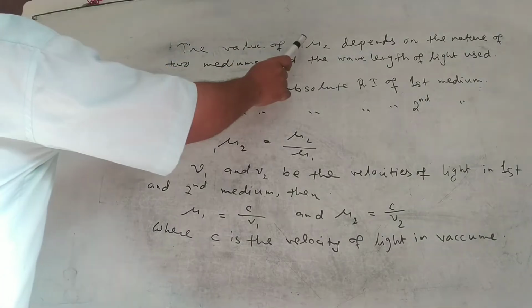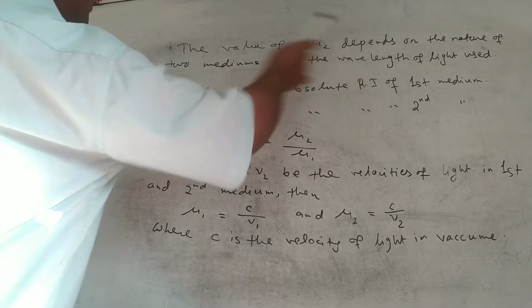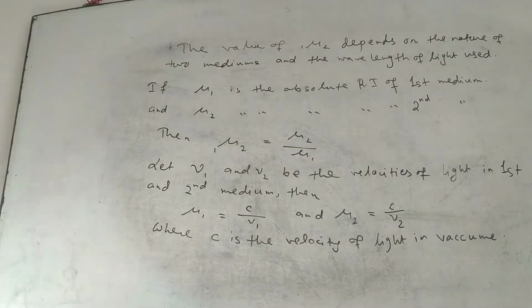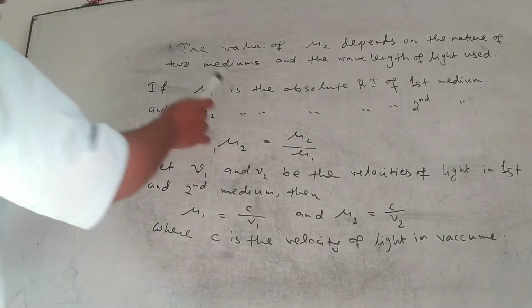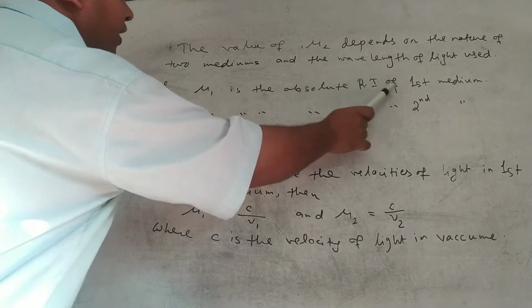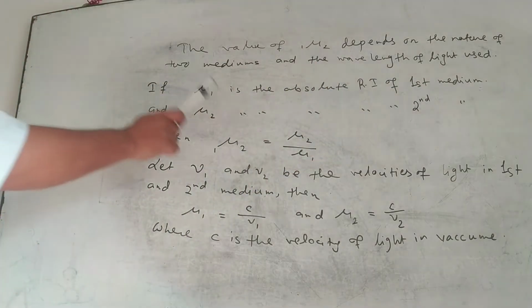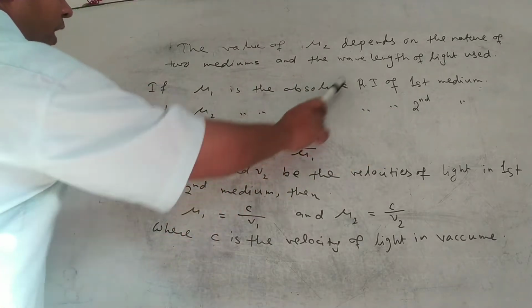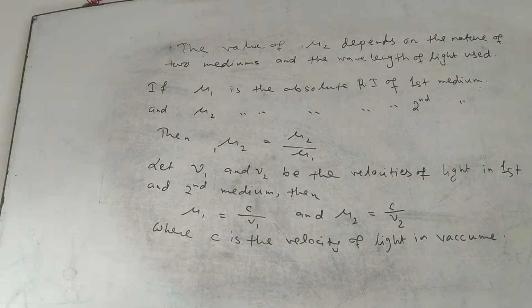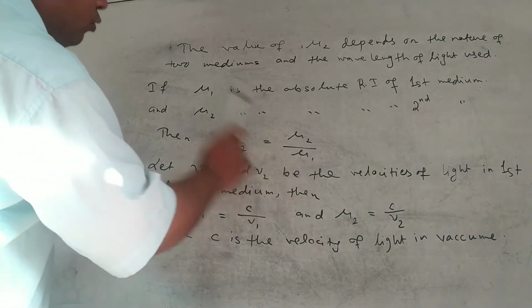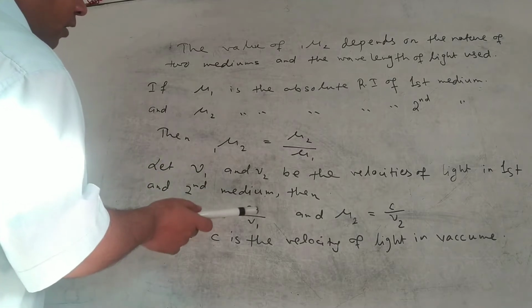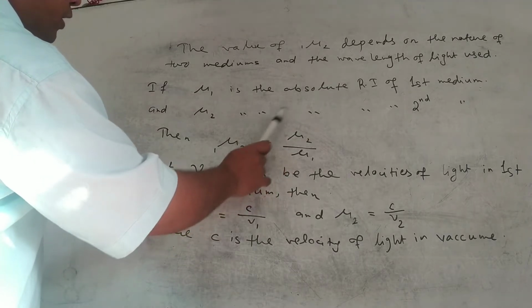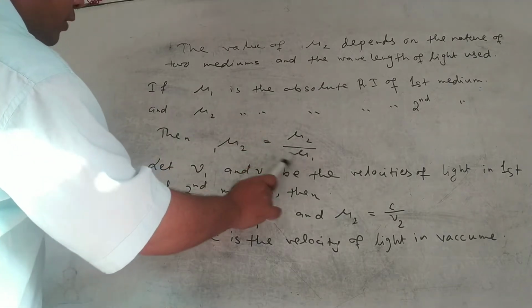The value of 1μ2 depends on the nature of the two media and the wavelength of the light used. If μ1 is the absolute refractive index of the first medium and μ2 is the absolute refractive index of the second medium, then 1μ2 is equal to μ2 by μ1, that is, the refractive index of the second medium with respect to the first medium is equal to the refractive index of the second medium divided by the refractive index of the first medium.